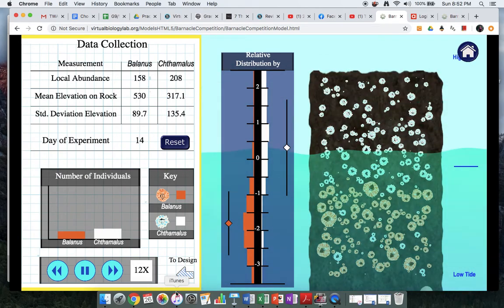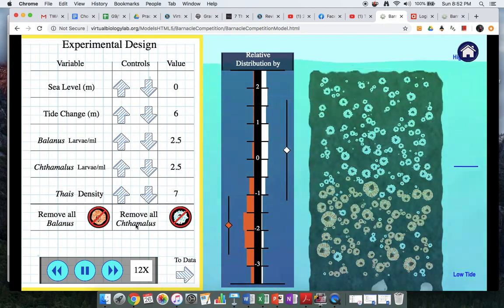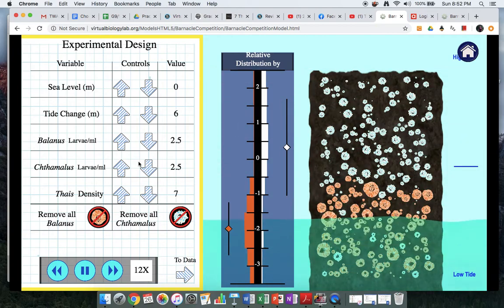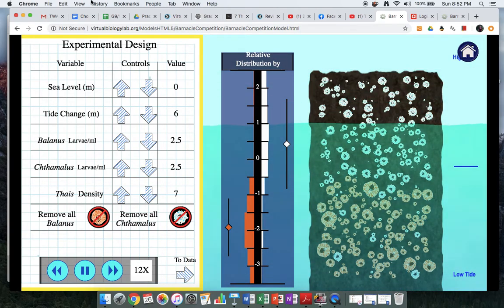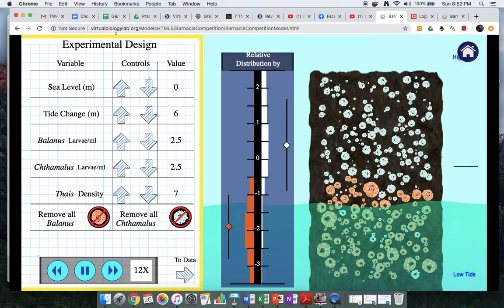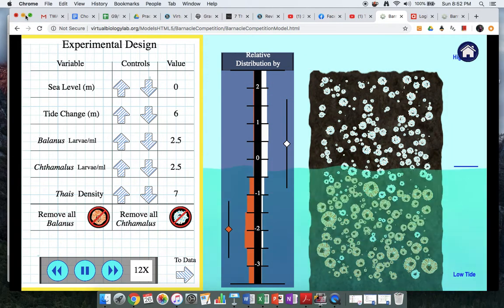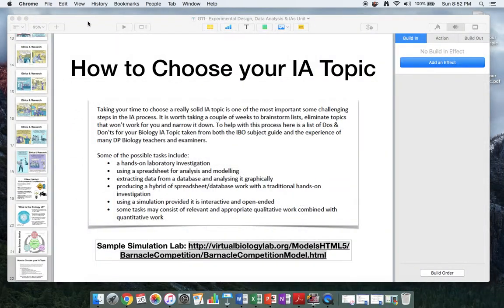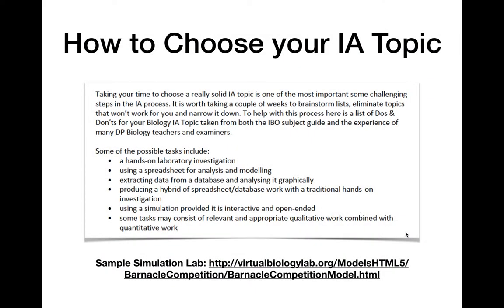If you want, I recommend just Googling whatever topic you're in, look for virtual labs that are simulations. Virtual Biology Lab has a whole bunch of cool ones you can use. And if you're not sure it's open-ended enough or not for an IA, just feel free to ask me. I'm happy to help you figure that out. So that's one really doable option for our current quarantine situation.